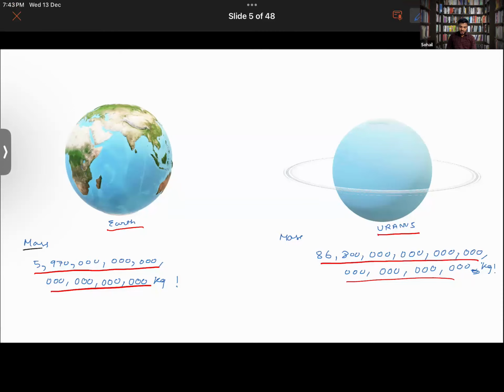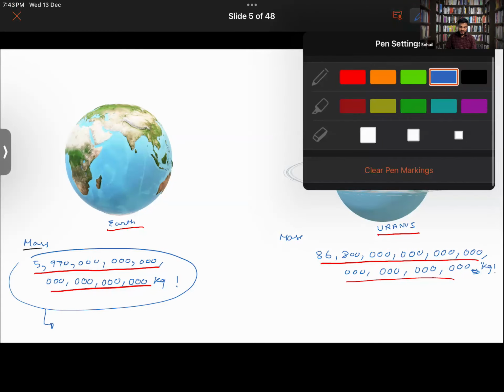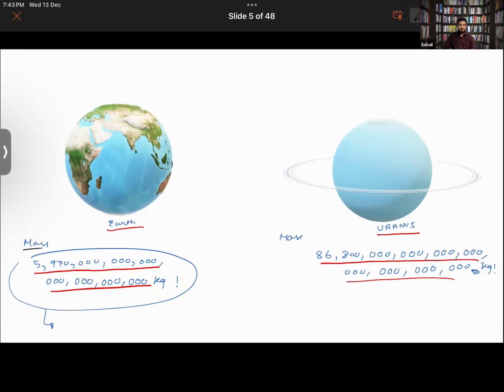Any idea how I should represent this one? If you can recall, how do we write bigger, larger numbers in a standard format? For example, here the mass of Earth can be written as 5,970 multiplied by 10 raised to the power. By the way, this is Earth and this is Mars, M-A-S-S.